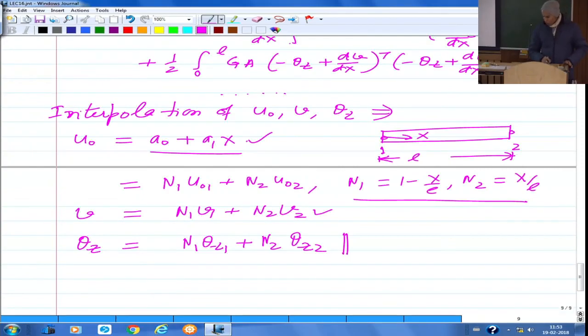So I think I'll stop here and we will continue in the next class. Work on your assignment, and also think about why we are taking this interpolation for this particular case of the Timoshenko beam element. We'll continue further development of the element-level governing equations in the next class.